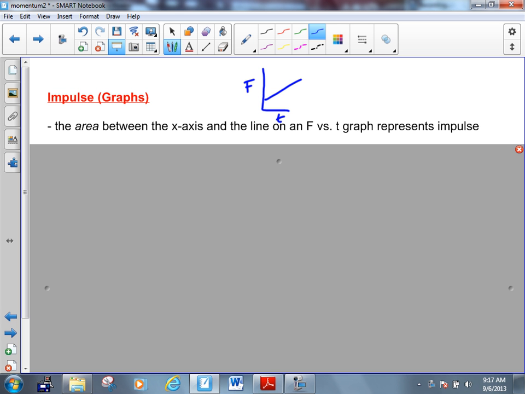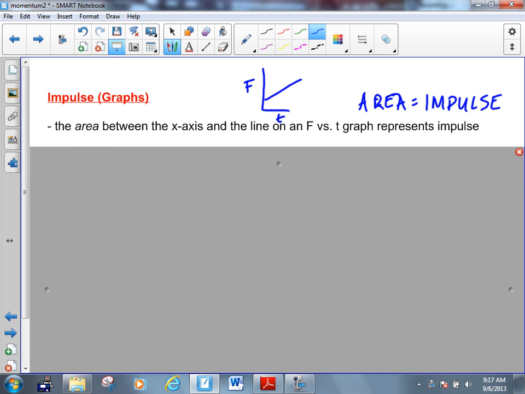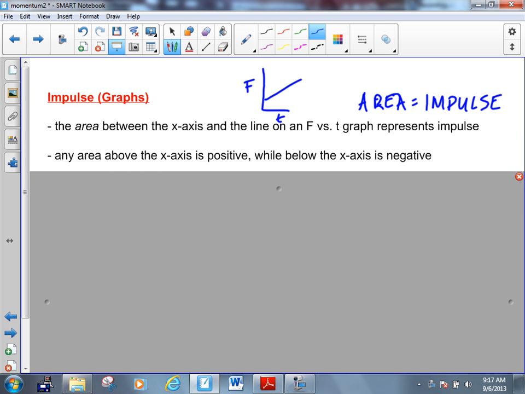Area equals impulse. As soon as you see that graph, I want you to think area equals impulse. Now, there are little things that we've got to remember beyond that, but this is by far the most important thing. One of the things that we've got to be aware of is that there are two kinds of areas here.